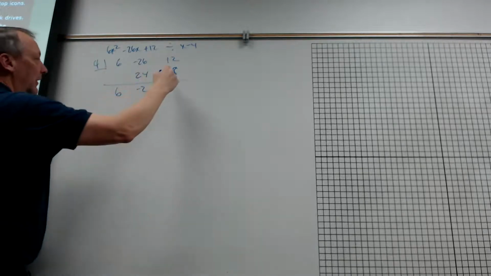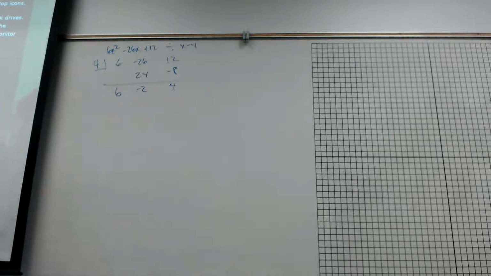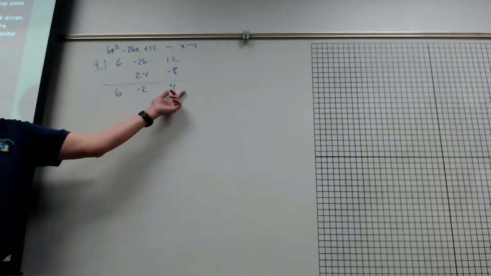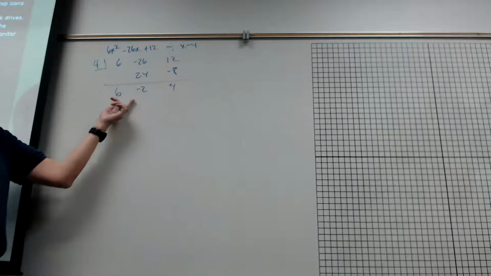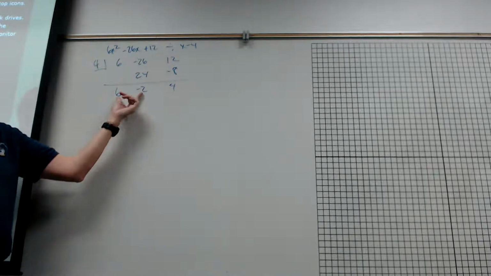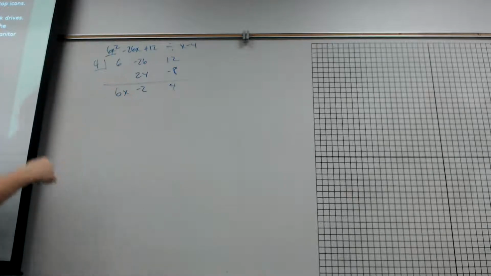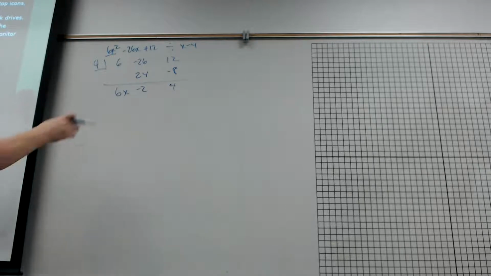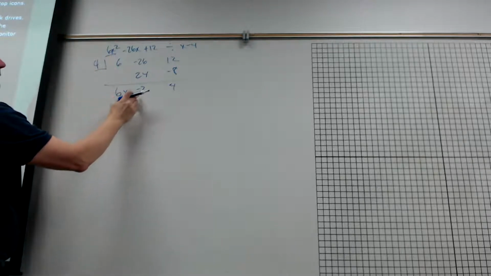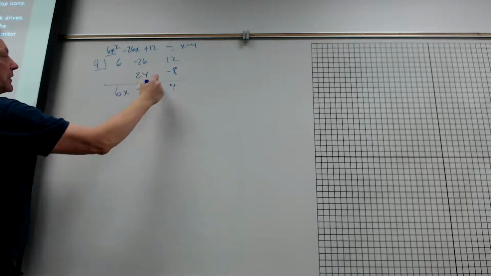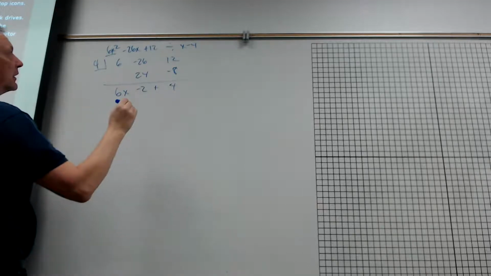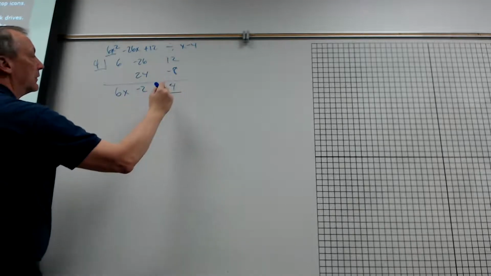Oh, sorry, 4. Okay, so now I'm done. What's my remainder? What does this turn into? I started with an x squared, so it just becomes a plain old x. You just go down one. So this becomes 6x minus 2 plus my remainder, which is 4 over x minus 4.